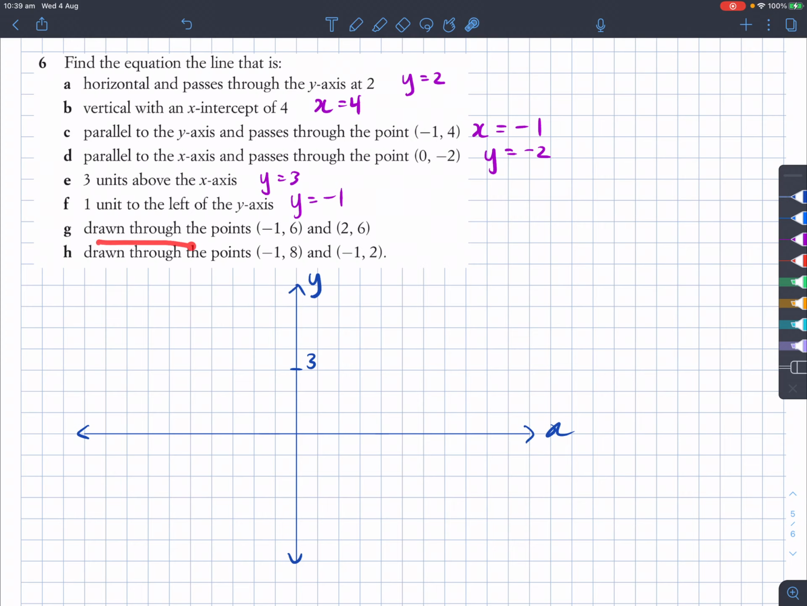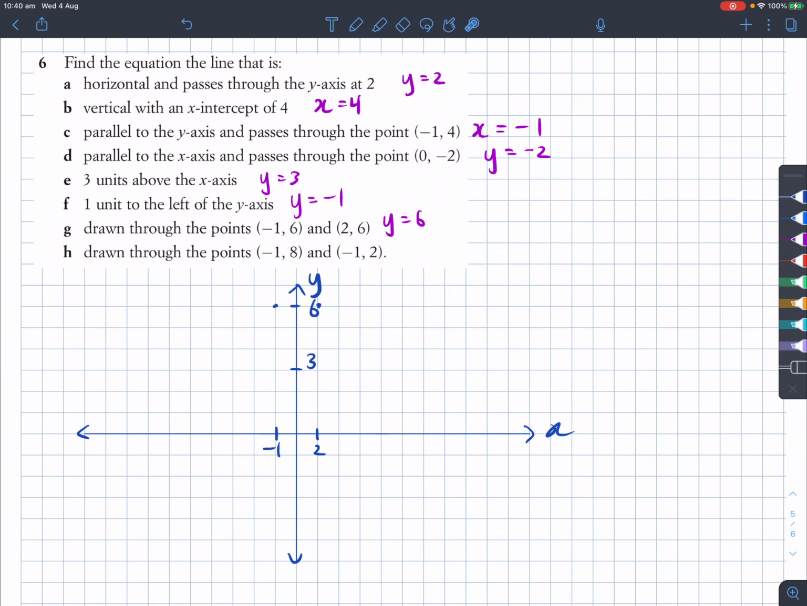G, drawn through the points -1,6 and 2,6. -1,6 will be here, okay, right there. And then 2,6 will be here. So those are my two values there. And there's a line that passes through those two dots. So if I just join them up and extend them, it passes the y-axis at 6. So that's called y equals 6.